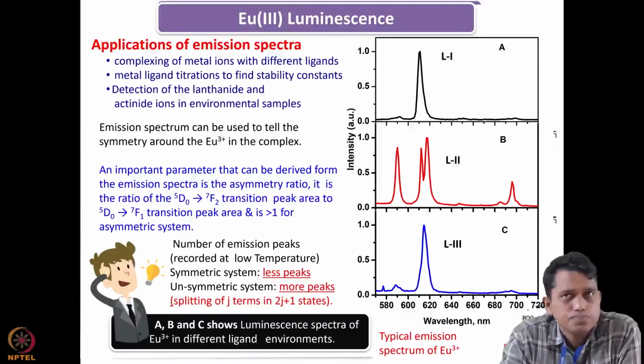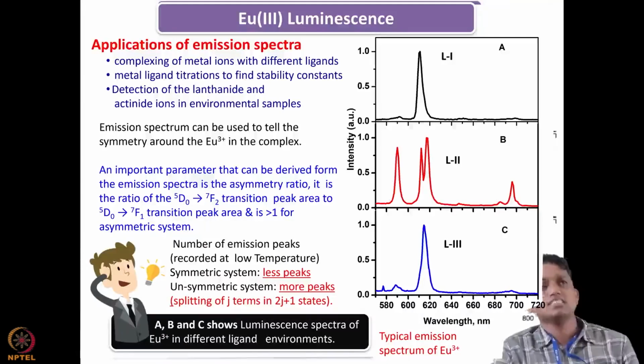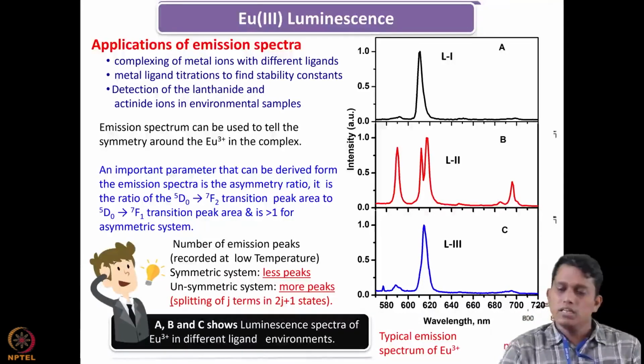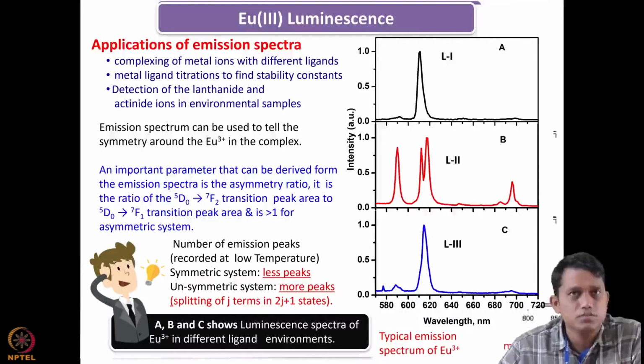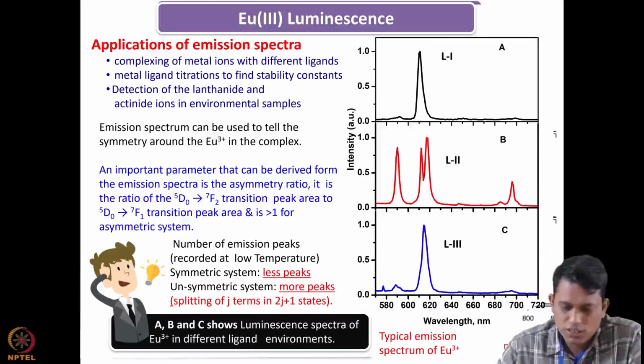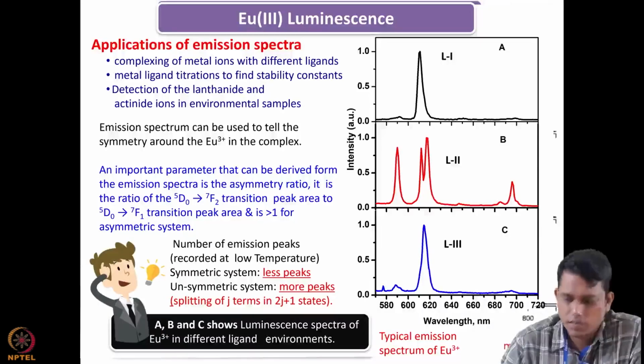You can also use this kind of spectroscopy for the detection of lanthanide and actinide in the environmental sample. Detection of uranium in various kinds of environmental samples using laser fluorometry, which is a kind of emission technique, is very common. So this is also used for the understanding of symmetry as well as for the quantification of the metal ion in the environmental samples. They can also tell you about the exact symmetry around the metal ion. As I said, you can say the symmetry is different, but what is the symmetry? That you can tell using this emission spectra, which will come in the next slide.